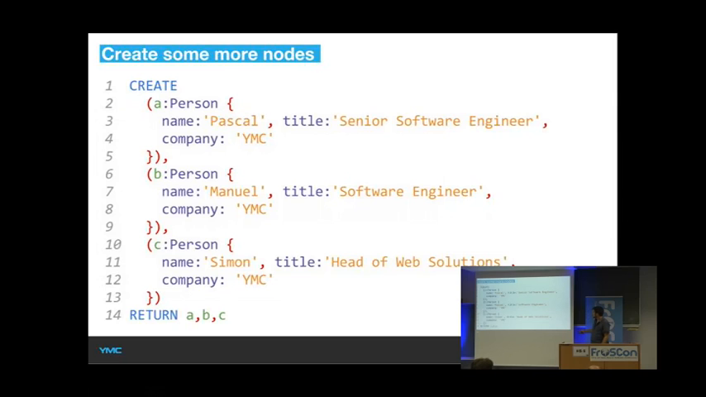Okay, so let's create some more nodes. Here, same example. We create three different nodes, all Person-labeled nodes. And for every node, we have an identifier: a, b, c. In this example, it can be an arbitrary string. It can be longer than one character, but this is for convenience. And we return here in the last line all three nodes.